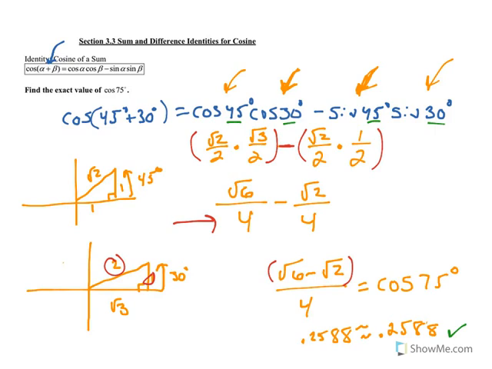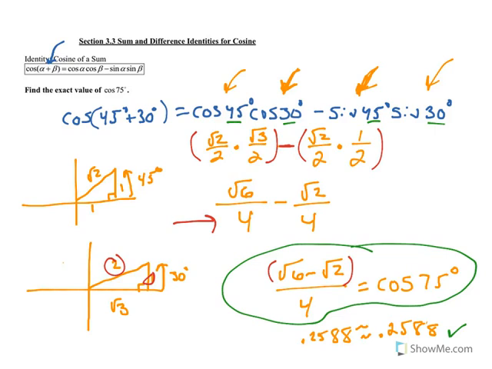So these would be the approximate values. This would be the exact value. The exact value is radical 6 minus radical 2 all over 4. And let's look at another example. The next example, same idea, except we're going to be working in radians instead of degrees. So you're just going to be needing to think of your special angles in radians. And we have evaluate cosine at pi over 12.